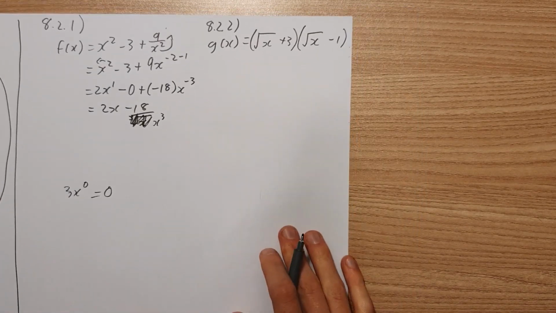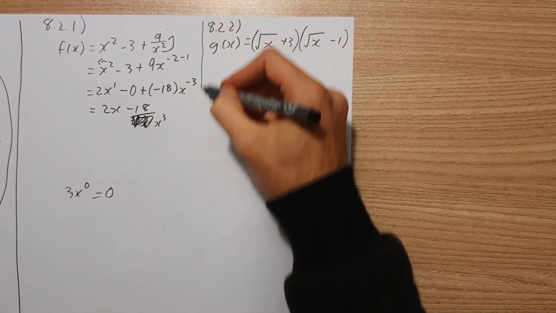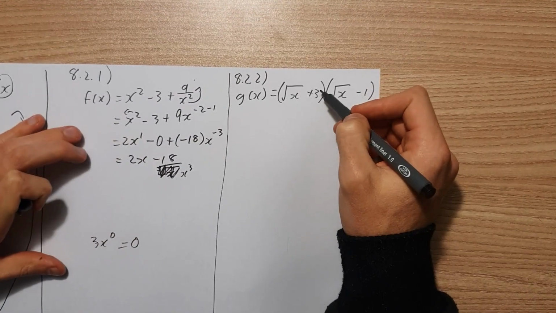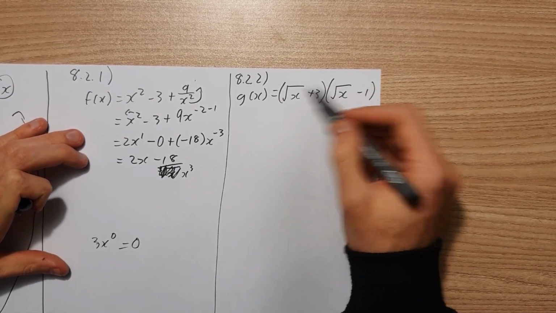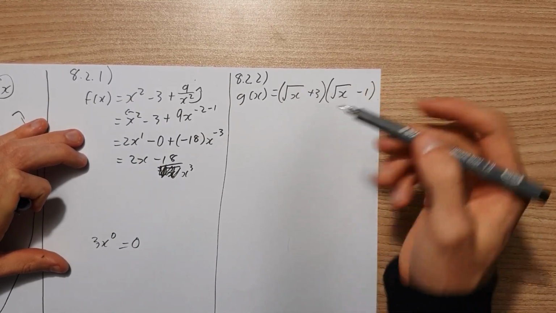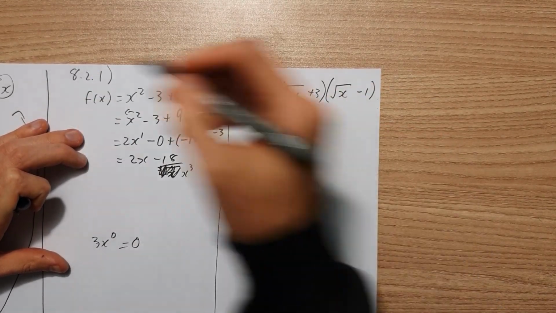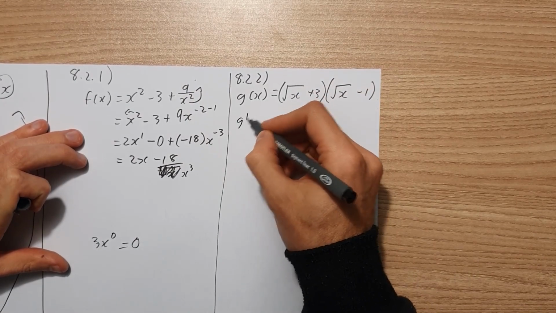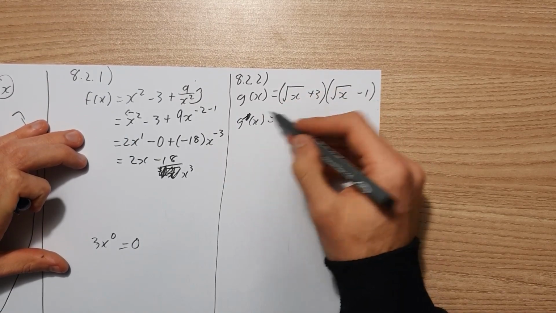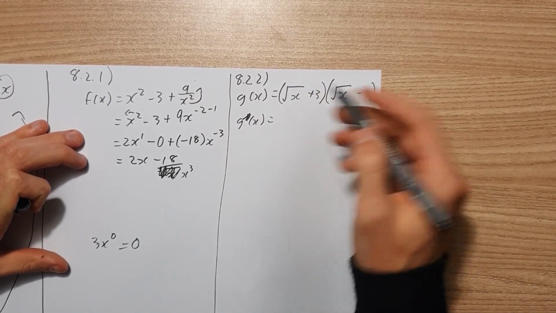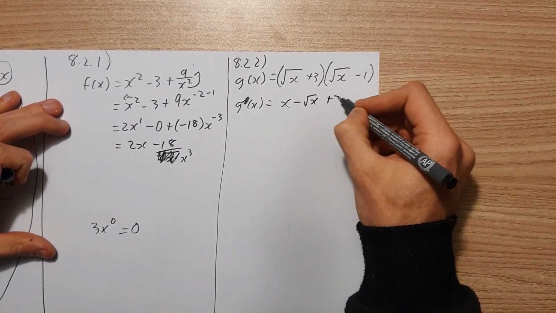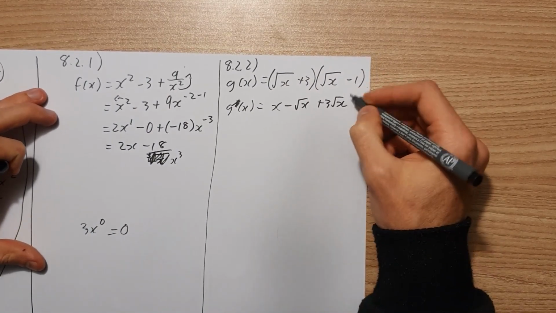Okay, now let's have a look at 8.2.2. Once again it's asking us to find the derivative, but now note that the function here is 2 brackets. So we're going to first FOIL out the bracket and then use our rule for derivatives. So g prime of x, let's not do g prime yet, let's just sort out g. So root x times root x is going to give you x. Then we're going to have minus root x plus 3 root x and then minus 3.